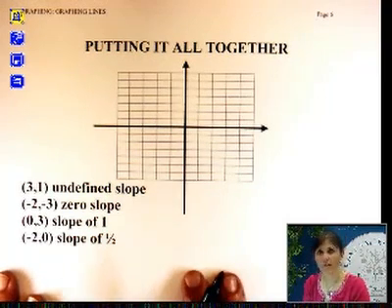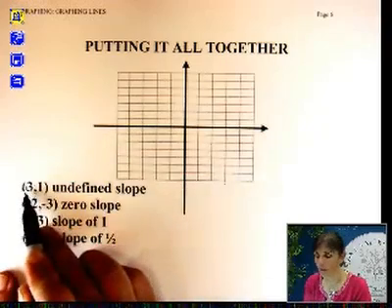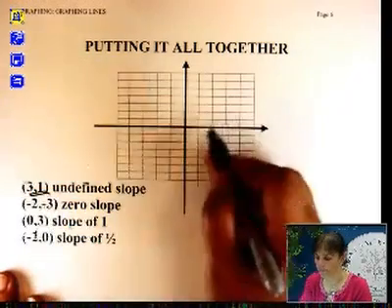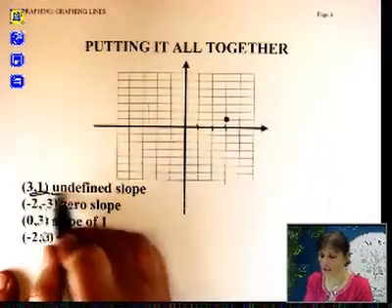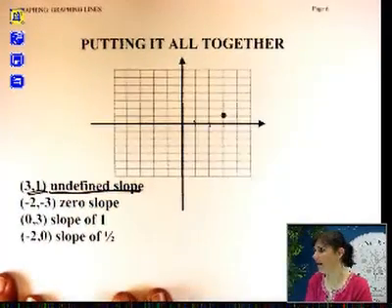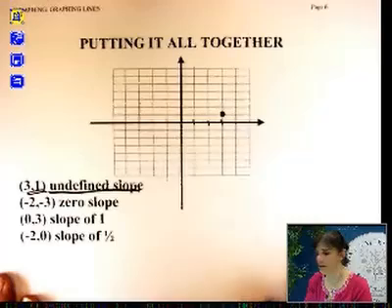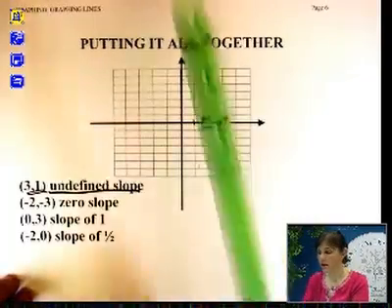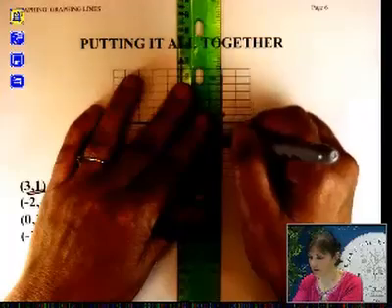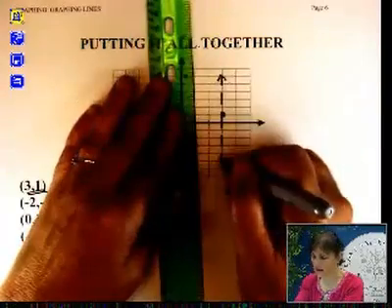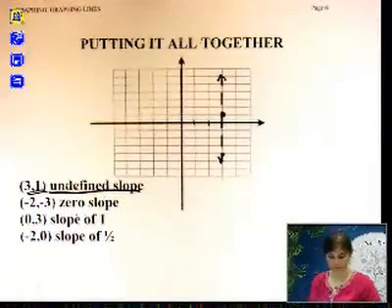3, 1, undefined slope. So if I'm looking for a point 3, 1, and it has an undefined slope, how do I draw that? I know that the undefined slope is vertical, so I can draw a line that goes through 3 and 1, and it has an undefined slope.